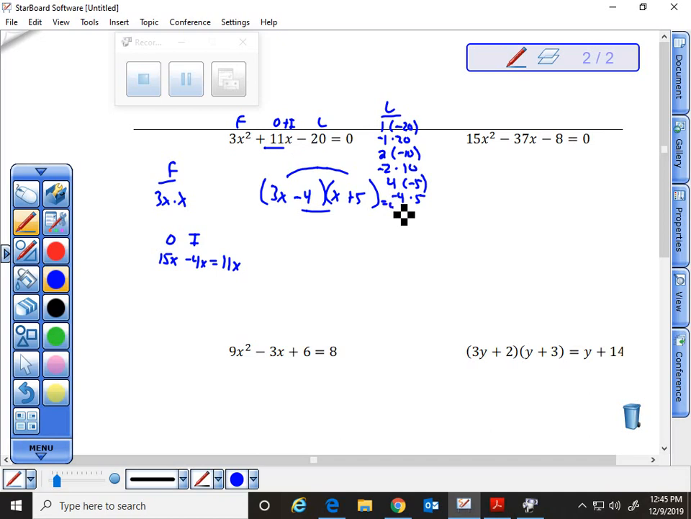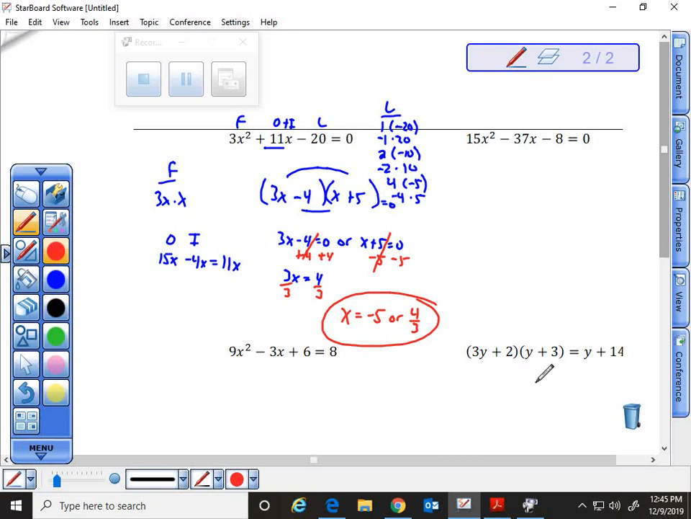So equals 0. That means 3x minus 4 equals 0, or x plus 5 equals 0, and we'll work it out from there. Add 4 to both sides. So we'd have 3x equals 4 and divide by 3. And this one, subtract 5 to both sides, and I like to put the smaller number first, so negative 5 or 4/3.